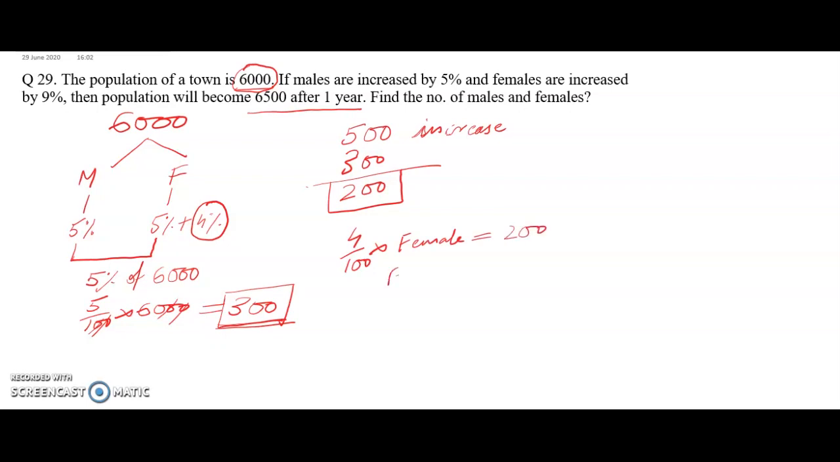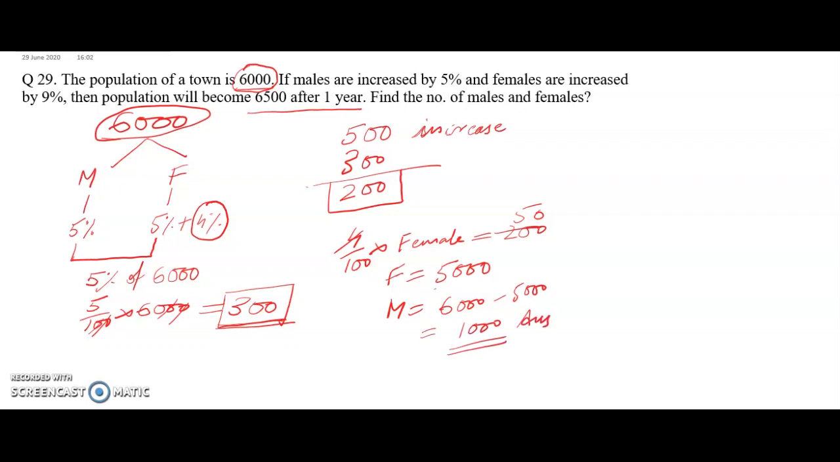So female will be how much? Female will be 5,000. Total is 6,000. So the number of males will be 6,000 minus 5,000, which is 1,000. So this is our answer.